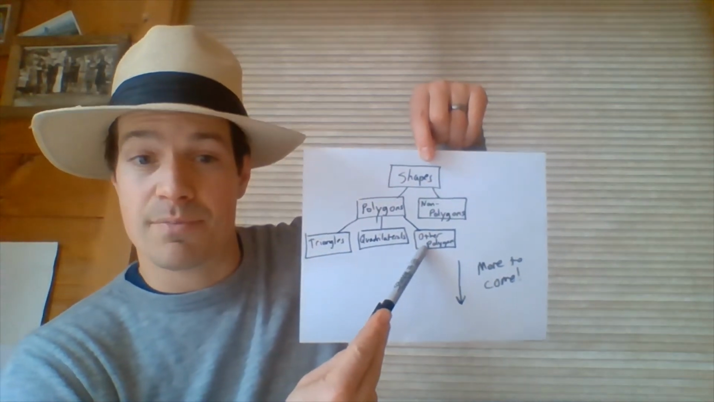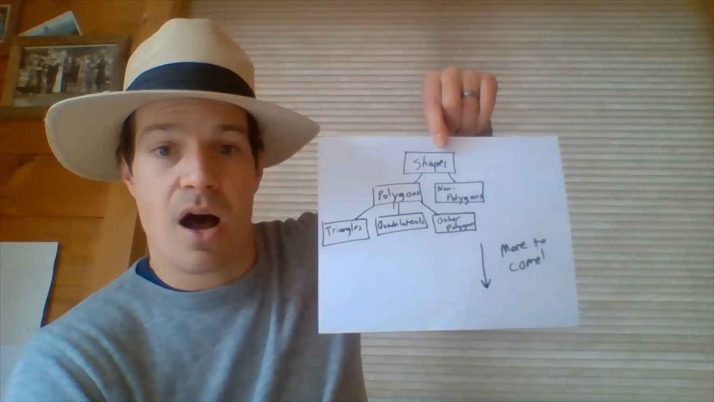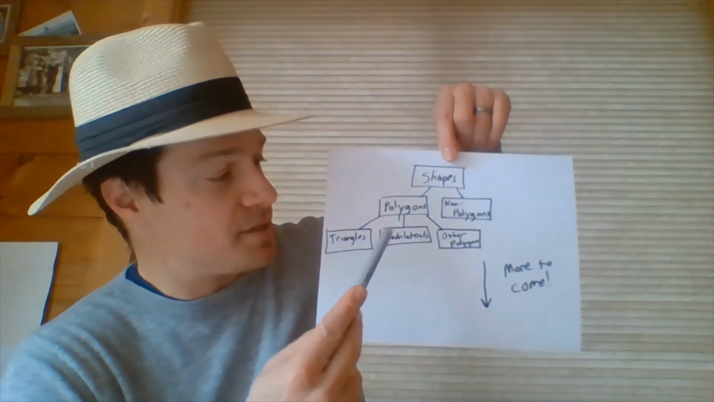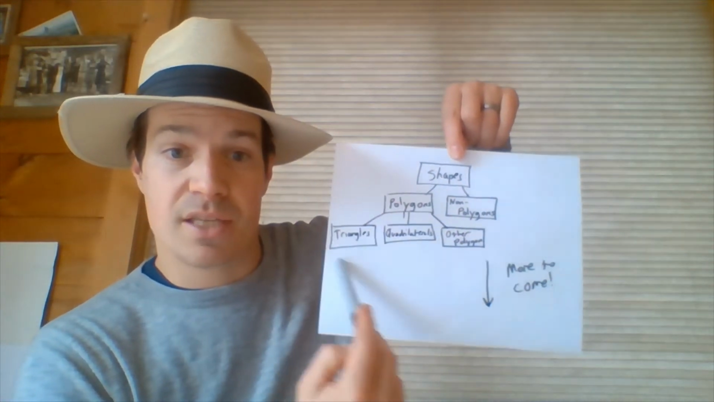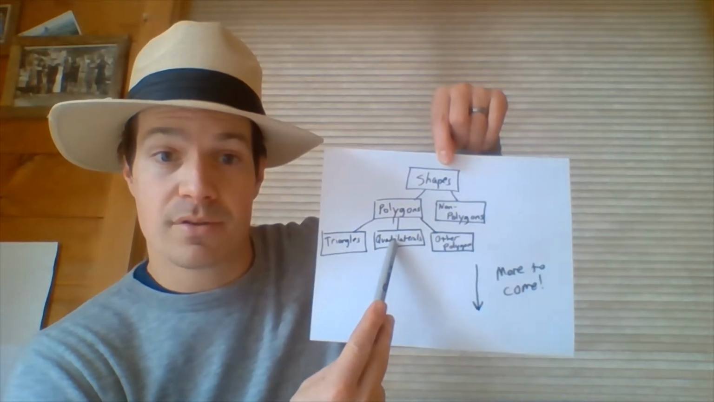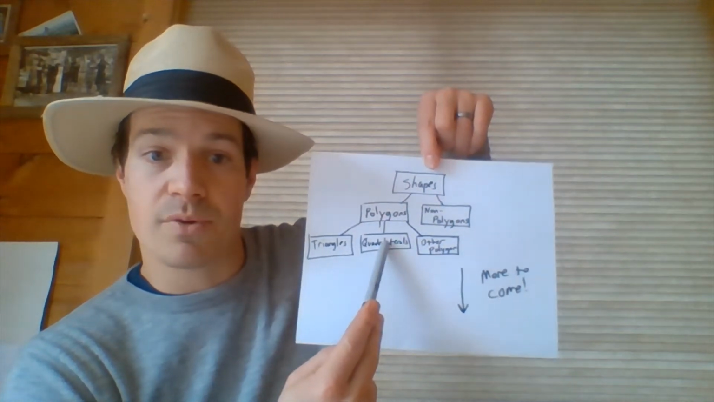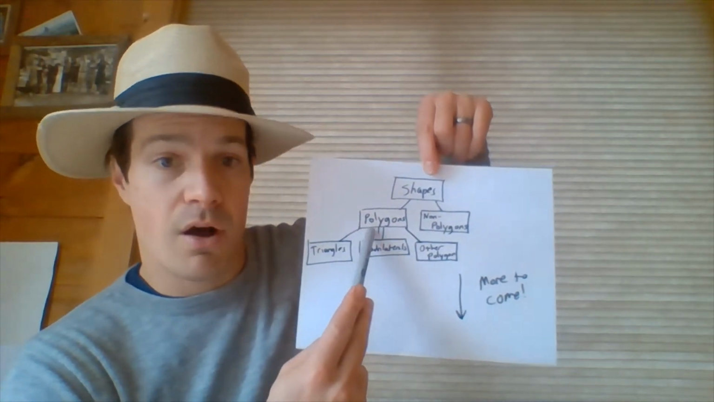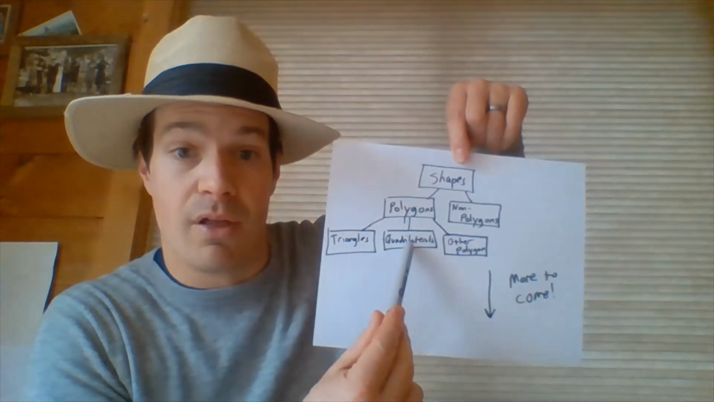There are other kinds of polygons too. We're not going to talk about them though, things like pentagons, hexagons, octagons, nonagons. You can go on and on, a lot of different kinds of polygons. We're focusing on just these two. We've already talked about triangles, and now we're moving to quadrilaterals. Remember, this is more specific, less specific. All quadrilaterals are also polygons. All polygons are also shapes. So let's go into our quadrilateral hierarchy.